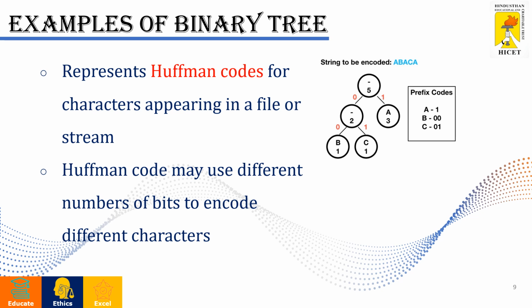The next example of a binary tree is Huffman code. Huffman code is used for representing characters appearing in a file or a stream. Your Huffman code may use a different number of bits to encode different characters. See, this is represented as a tree. Characters, which can be ASCII or Unicode, use a fixed number of bits for each character, and we can represent the Huffman code using a binary tree.